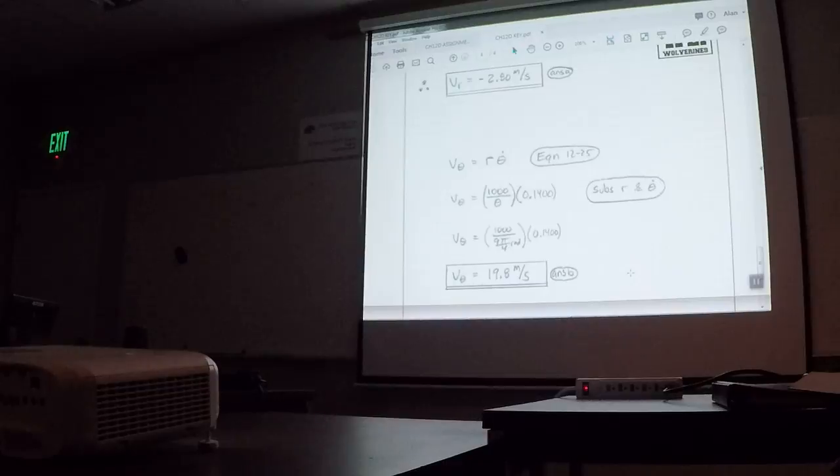Right at this instant, as we're going along the spiral curve, and we've gone all the way around another 45 degrees, our velocity is minus, so that means we're actually going inward. Our velocity inward is 2.8 meters per second. Every second we're going 2.8 meters closer to the center. And at this instant, our tangential velocity, kind of sideways velocity, is 19.8 meters per second.